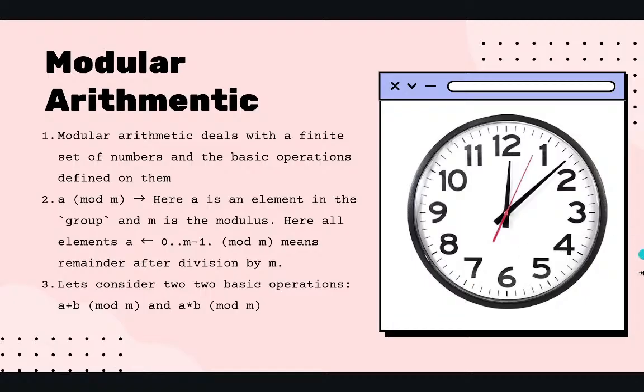Let's take an example. You can see the clock on the right side of this slide, right? You have the numbers from 1 to 12. So suppose it's 10 o'clock and you go 3 hours past 10 o'clock, you will be reaching 1 o'clock, right? So we can model this system into a modular arithmetic concept. Say the modulus in this case would be 12.